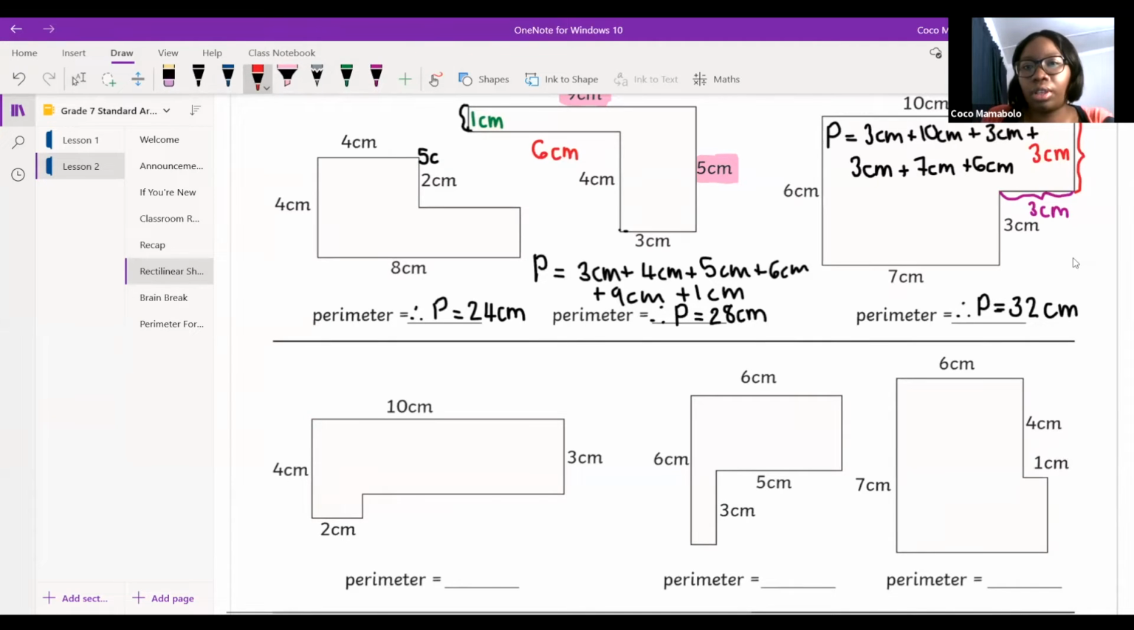Just see if I'm correct here. That's 9 centimeters, 10 centimeters. It's equal to 19 centimeters. 19 plus 7 is equal to 26 centimeters. 26 plus 6 is equal to 32 centimeters. Rolivua, I hope that answers your question.